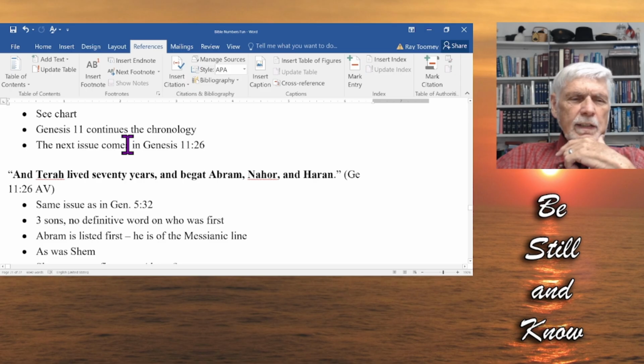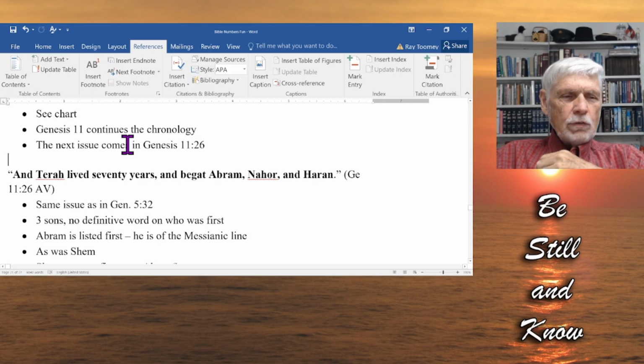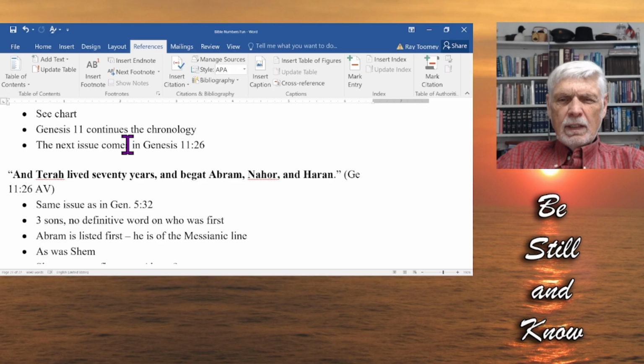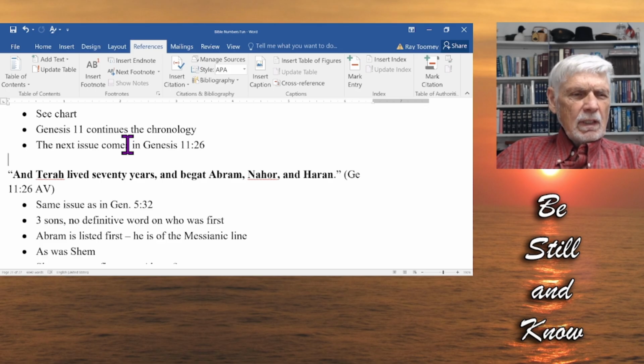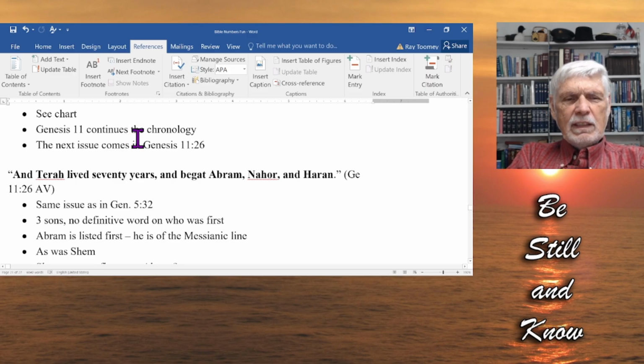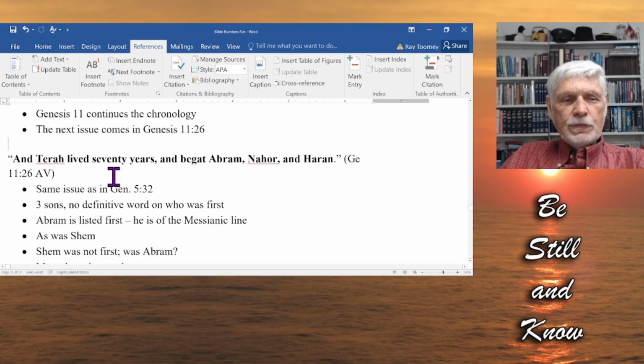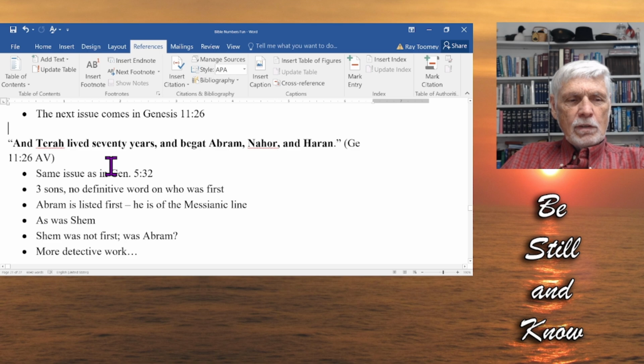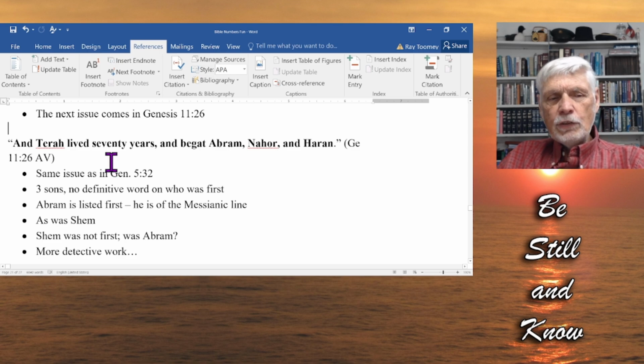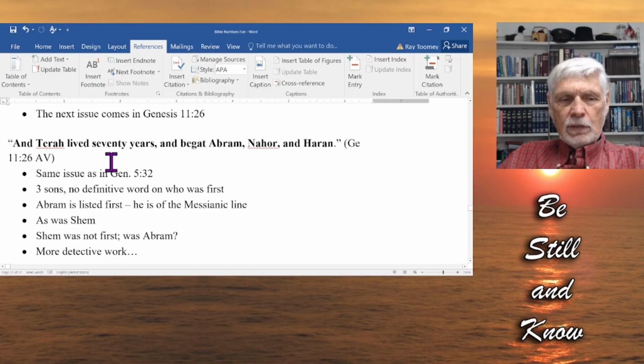So Terah is our next problem in our calculation here, and let's take a look at Genesis chapter 11, verse 26, where it says, "And Terah lived 70 years and begat Abram, Nahor, and Haran." Again, we get the same issue as we get in Genesis chapter 5, verse 32. We see that there are 3 children listed here in one verse, and there is no specific time given of their order of birth or which one is the first or the second or third child.